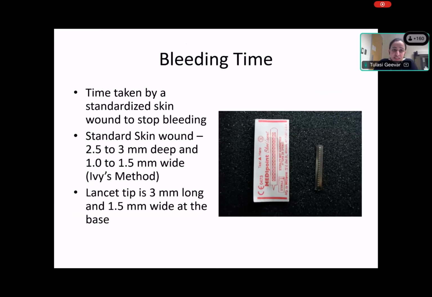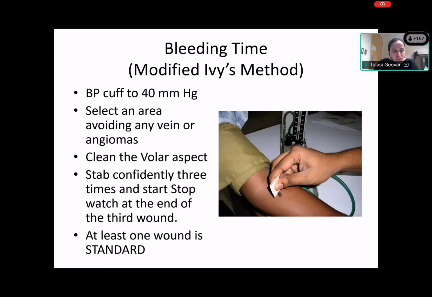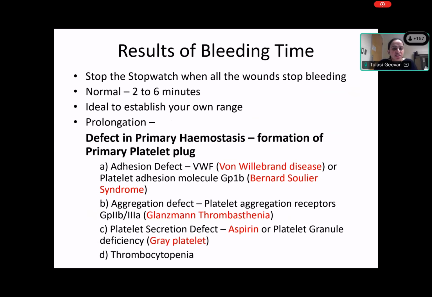Bleeding time is the time taken by a standardized skin wound to stop bleeding, and the standardized skin wound is 2.5 to 3 mm deep and 1 to 1.5 mm wide by the modified Ivy method. This can be done even by a lancet tip, which has similar dimensions. I'm not going into the procedure now, but prolonged bleeding time can be seen in primary hemostatic disorders like von Willebrand disease, Bernard-Soulier syndrome, Glanzmann's thrombasthenia, platelet secretion defects, and in thrombocytopenia.